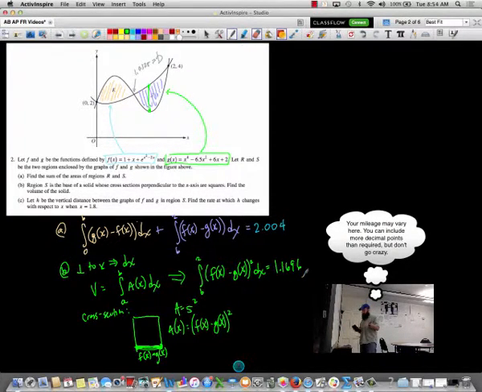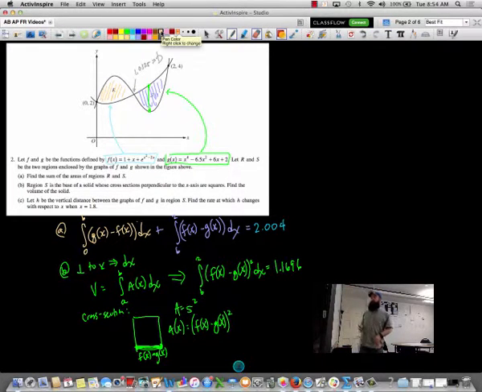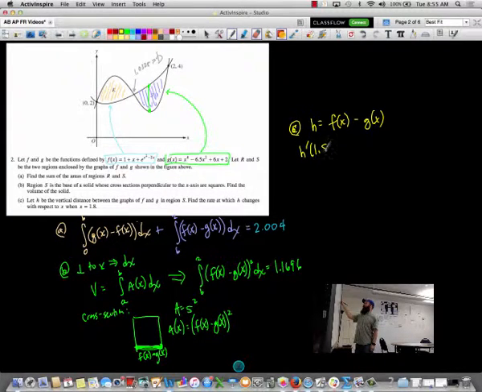So that's part B. Part C says find the vertical distance between the graphs of f and g in region S. Remember, this is part C, not part B: vertical distance is top minus bottom. So the vertical distance, which is h, is between graphs f and g in region S. Remember that in S, f of x is on top, so h is f of x minus g of x. Then it says find the rate at which h changes with respect to x when x equals 1.8. So really what I want is h prime of 1.8.